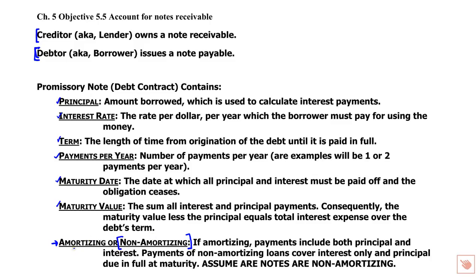So amortizing is kind of what you're used to every day: auto loan, mortgage, same payment every month, and part of the payment goes to interest, part of the payment goes to principal. But most of the borrowing we're going to see, and in fact a lot of corporate borrowing, is non-amortizing. There are interest-only payments, and then the principal is due at maturity. So we're going to assume that our notes are non-amortizing.